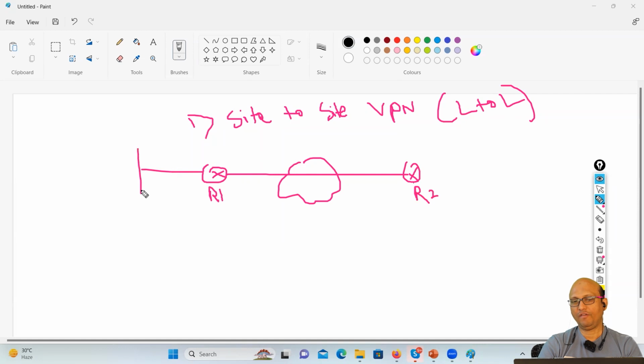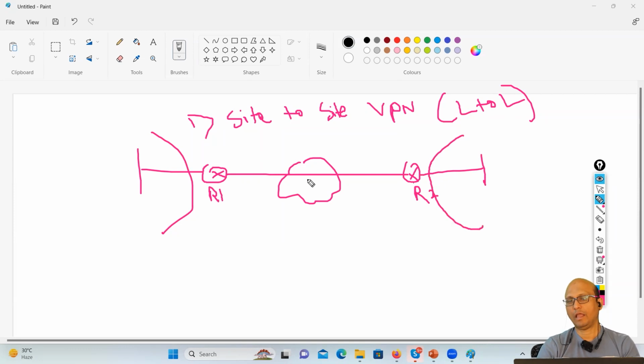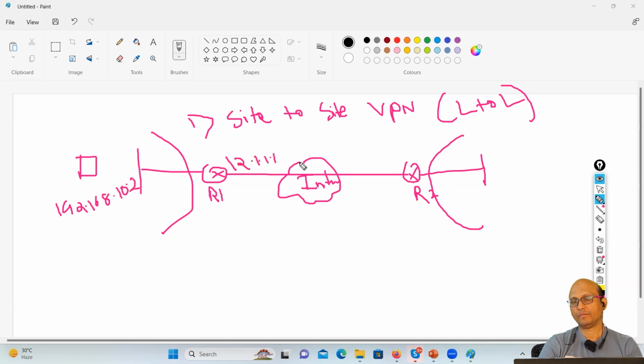This fellow is the head office. This fellow is the branch office. And in between, public infrastructure, ISP. Now suppose there is a machine here who belongs to network 192.168 and his IP address is 10.2. This is some public IP address facing internet. This is some different LAN network.